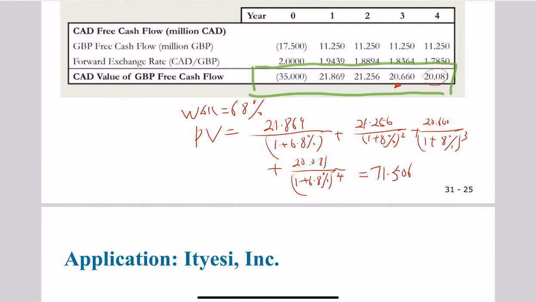What's next? Oh, NPV, right? We want to find out the net present value. This one is pretty simple. You would just use present value minus $35 million. So it's 40.506.